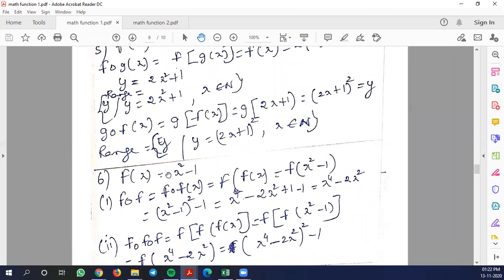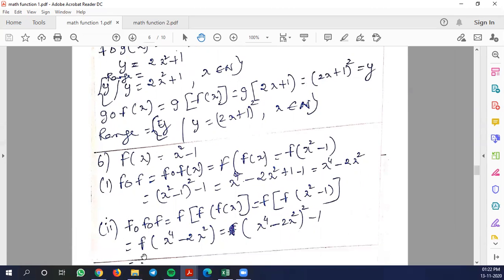Now F of x equal to x square minus 1. Find the F of F. So F of F of x. What is F of x? F of x is x square minus 1. Okay, now this full term is x. What is F of x? X square minus 1. So in the place of x, x square minus 1. So here you have the square there. So x square minus 1 the whole square minus 1. Expand this one using the a minus b the whole square formula: x power 4 minus 2 into x square plus 1 minus 1. Both get cancelled, so x power 4 minus 2x square.